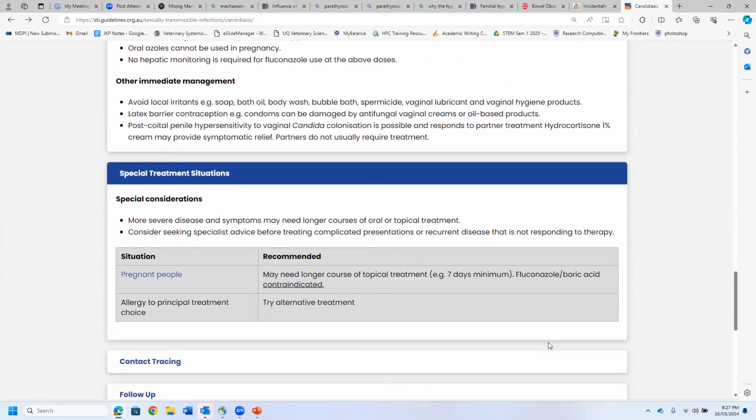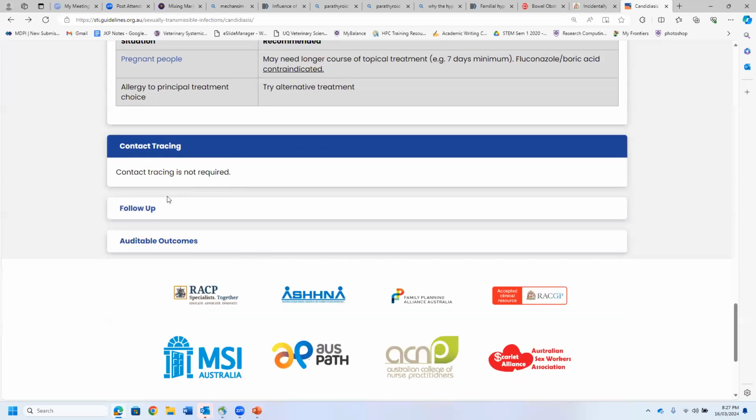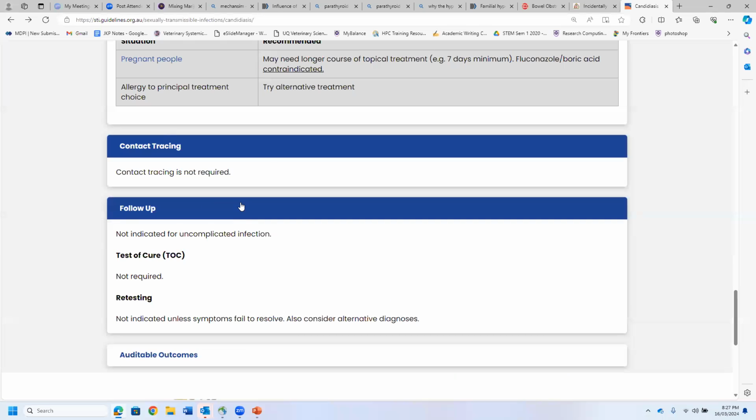In pregnancy, we can't give oral fluconazole because it is contraindicated. So they will need clotrimazole treatment for a minimum of 7 days. No need for contact tracing. You don't need to follow up for this patient as well.